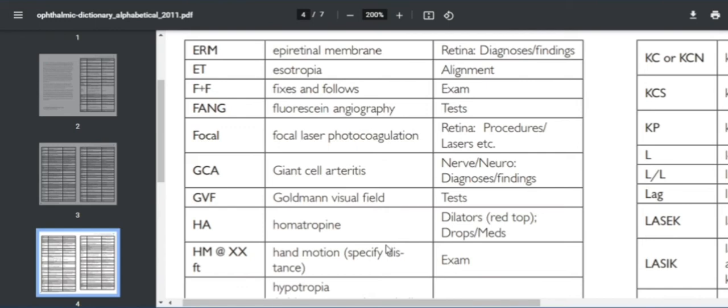Goldman visual field, that is also, I think, an old procedure to measure the visual field, because nowadays the Humphrey visual field analyzer is mostly used. HA, homatropine, it's a dilator drug, yes. And HM is the hand movement.